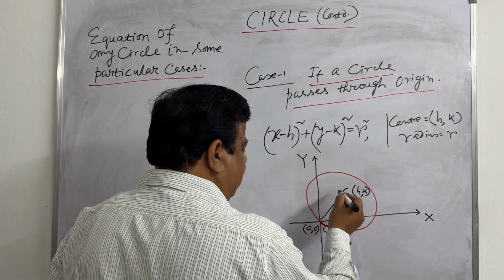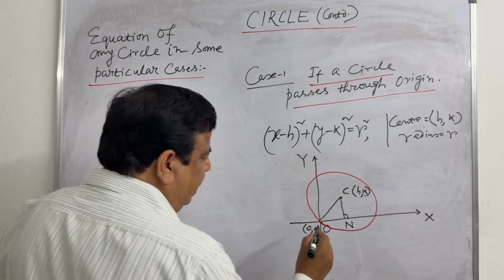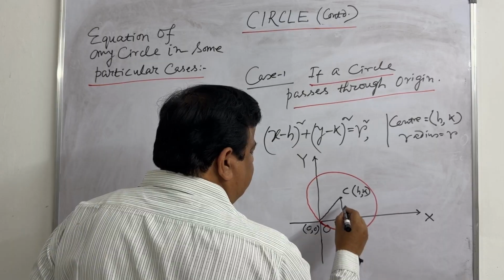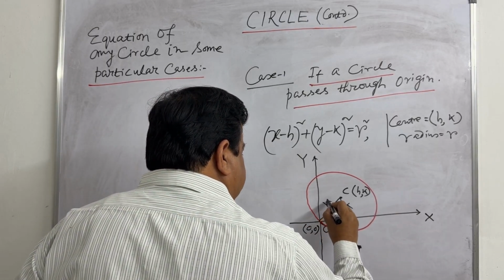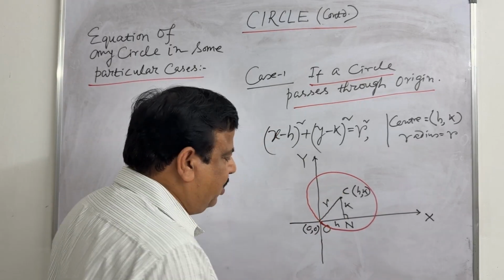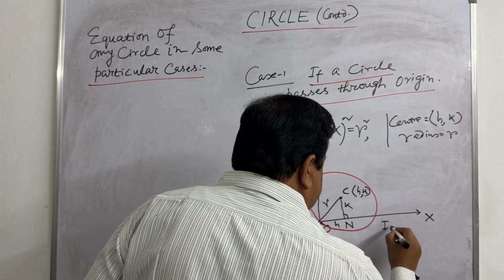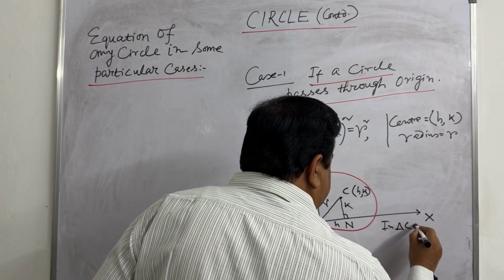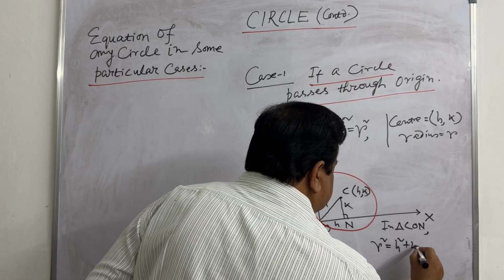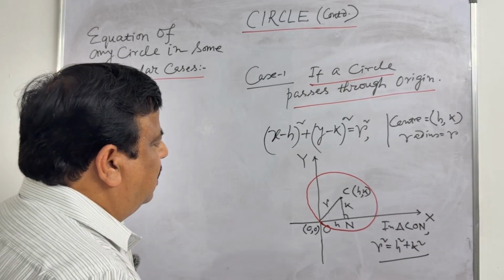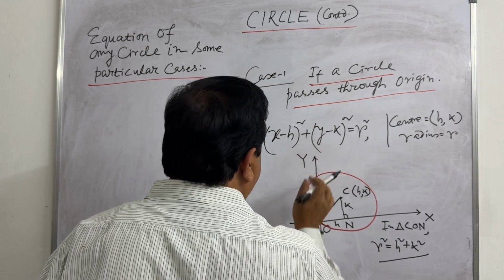If we join the center with the origin and if we draw a perpendicular from the center on the x-axis, say this perpendicular meets the x-axis at N, then what is ON? This is h. What is CN? That is k. And this is your radius. If we apply the Pythagoras theorem in this right angle triangle CON, r square is equal to h square plus k square. Agree?